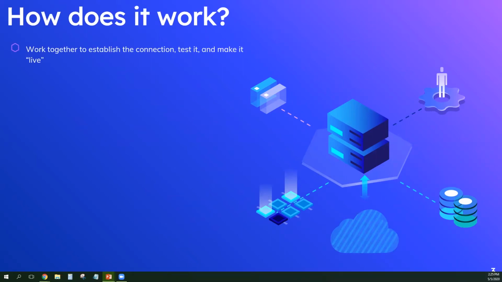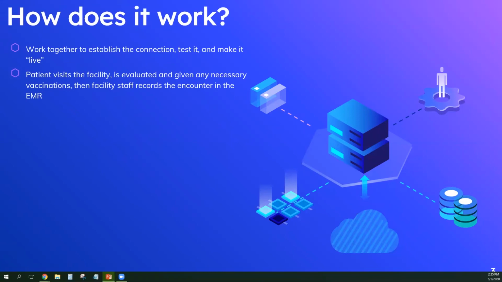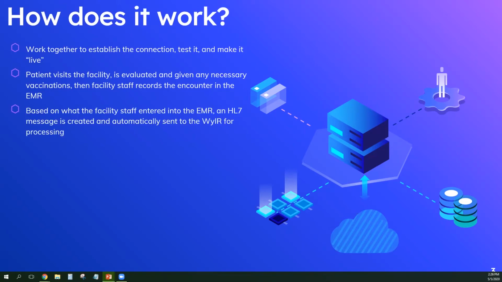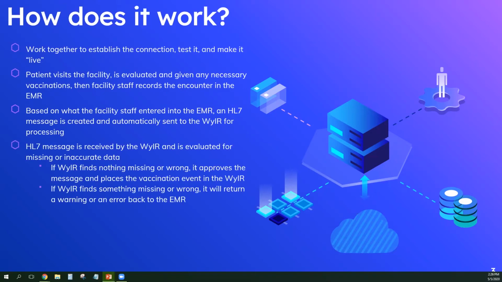But once we've completed the setup process and we've got that working connection, a patient visits your facility, is evaluated, is administered any necessary vaccines, and then someone records that encounter in your EMR system. Now, based on the information or the data entered into your EMR, the system automatically creates an HL7 message and sends it over the interface. A few seconds later, the message is received by the WyIR, and the WyIR then reads it and evaluates it.